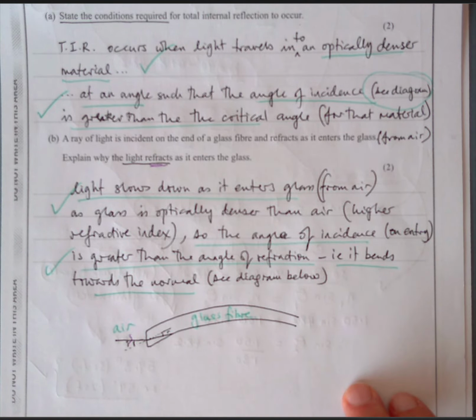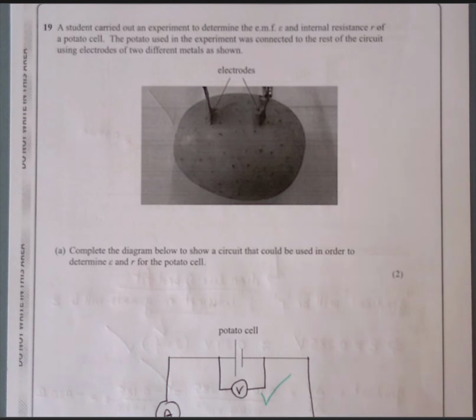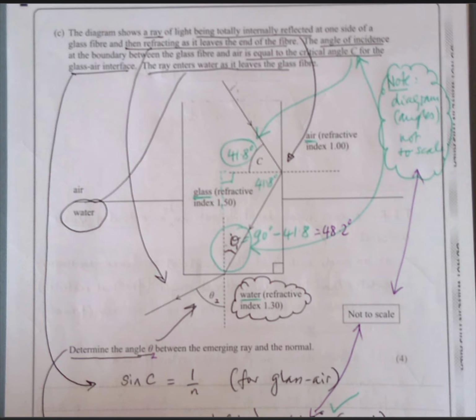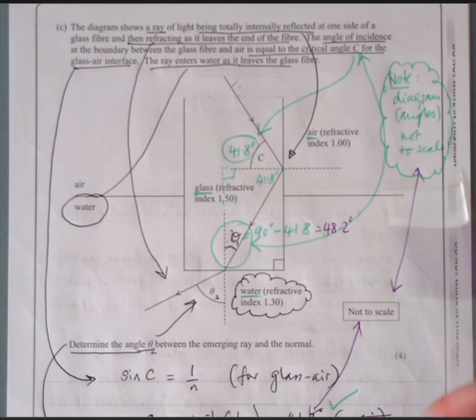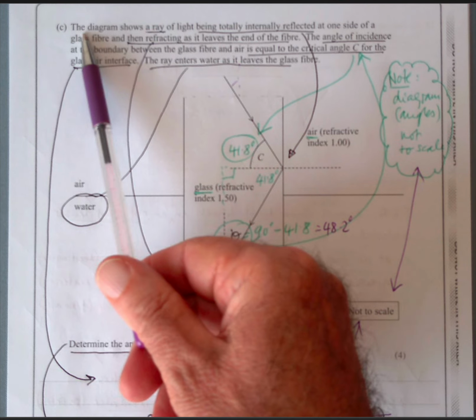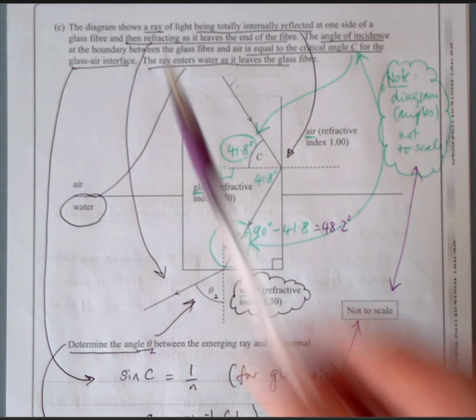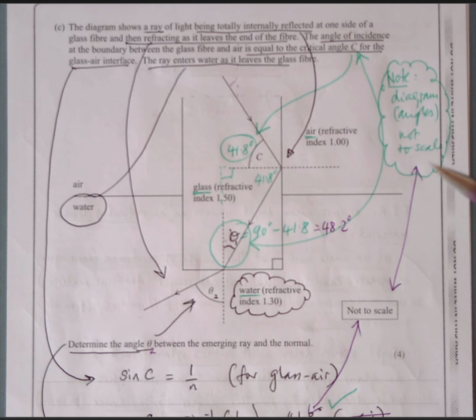So 4 marks for the entry into question 18, and then it gets complicated. I'm sorry, I've overcomplicated the diagram with my arrows, which are my thinking arrows. It says a diagram shows a ray of light being totally internally reflected. So here it has gone into the glass fiber and it's reflecting.